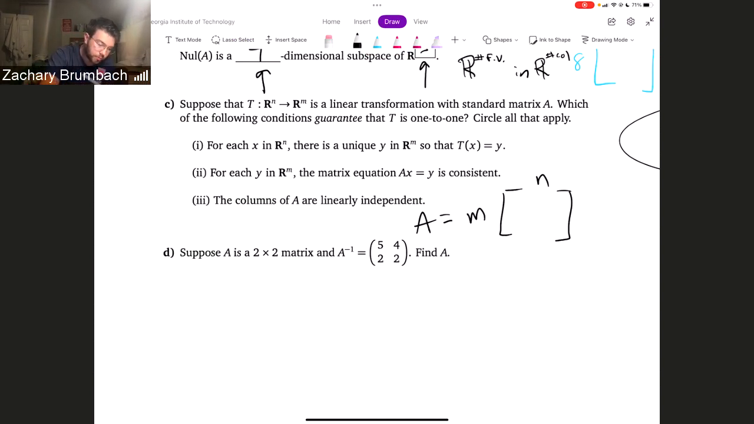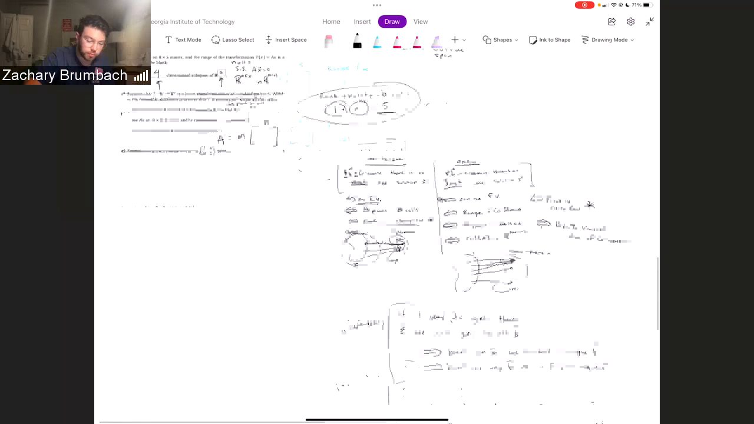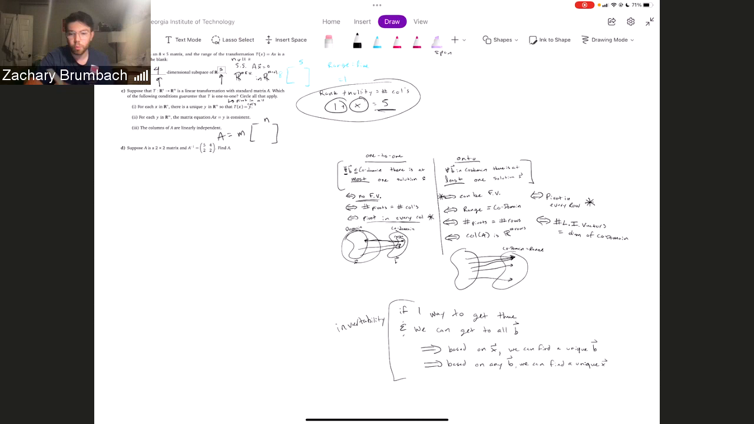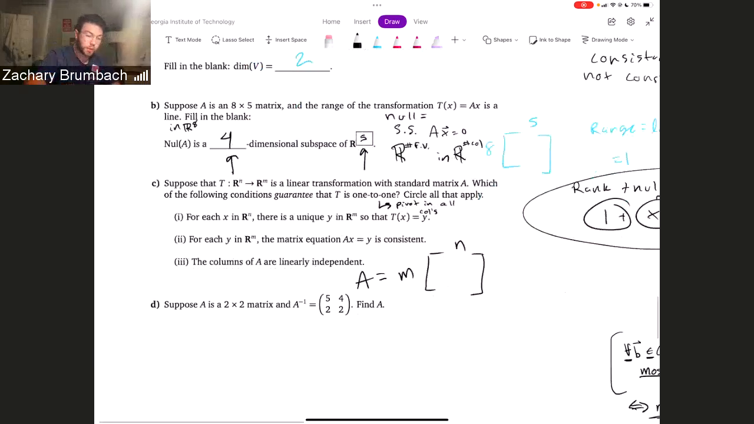So one-to-one, pivot in all columns. The way you can think about this in terms of verbiage, one-to-one, there's one way to get there. Onto is we span onto the whole codomain, all right? One-to-one, there's one way to get there or no way to get there, all right? Onto the whole space of the codomain. So if it's one-to-one, that means there's one way to get everywhere or no way to get everywhere. So there's at most one way.